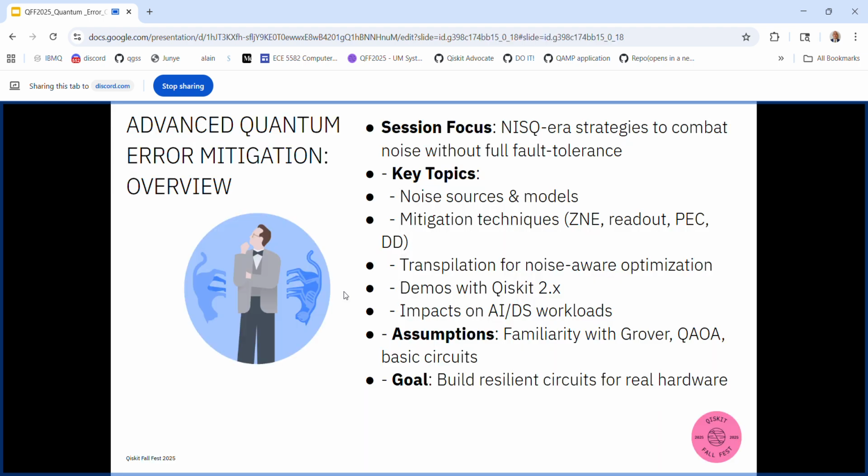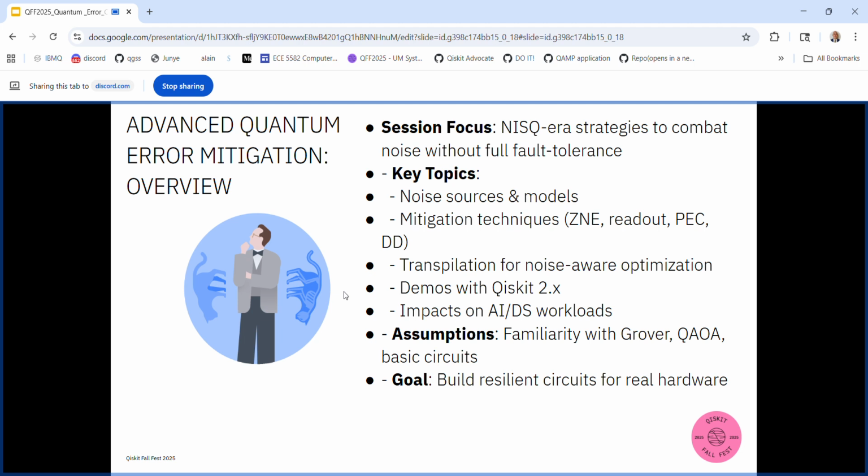So there's a couple things to understand with quantum error mitigation. One is the sources of noise and how we model those. There's mitigation techniques such as zero noise extrapolation, readout correlation matrices, probabilistic error correction, dynamical decoupling. These are all strategies that exist to mitigate the noise that your quantum circuit experiences. And these can be applied individually or oftentimes in tandem because they are better at correcting for different kinds of errors.